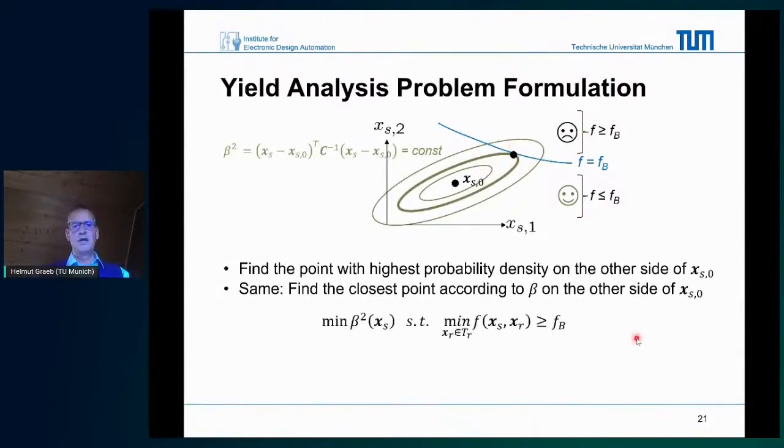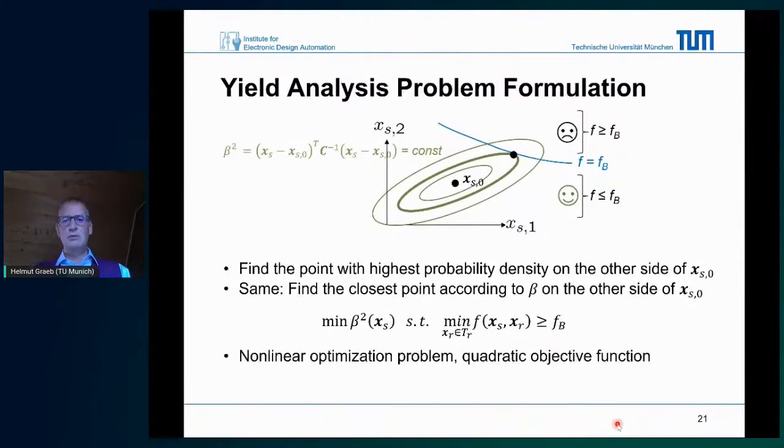Now, this is the mathematical formulation. Find the minimum beta instead of maximum PDF, that's the same, subject to your F being on the other side of the spec. And here you can introduce your range parameters in that constraint if you want. Now, this is a nonlinear optimization problem with a quadratic objective function. So you can run optimization to find this point, but you have to do it for every spec, of course. And there are a lot of things that you can do to make this efficient and so on. Depending on the problem, this is more efficient and more accurate in the end than just doing Monte Carlo analysis. I'm not going to talk about this part here. Based on that result, you can also do optimization. You can find gradients.